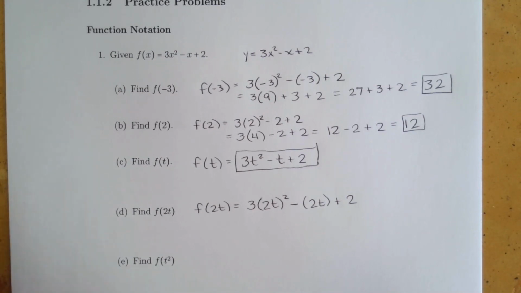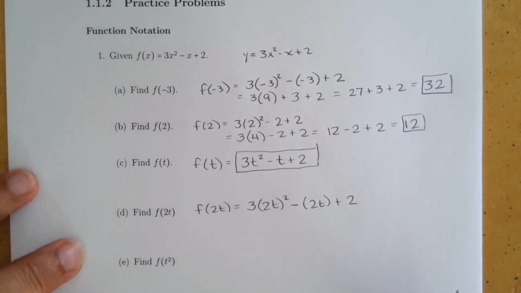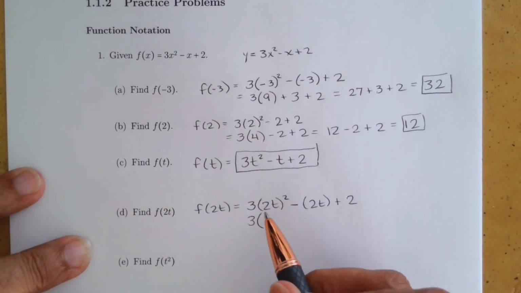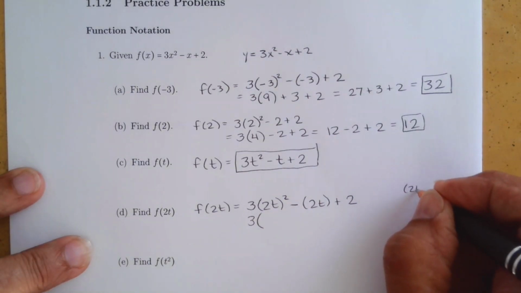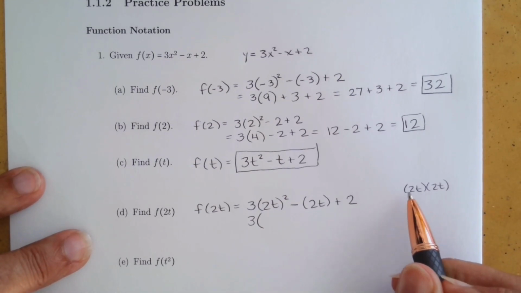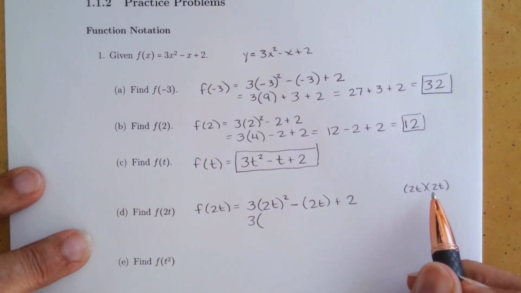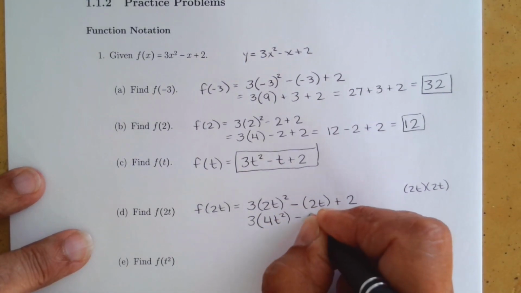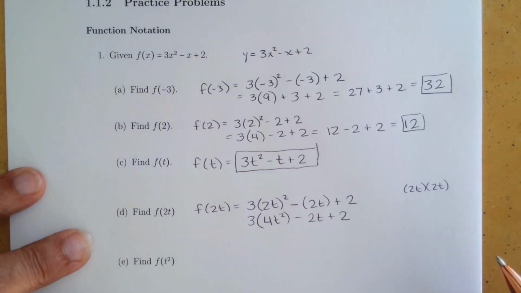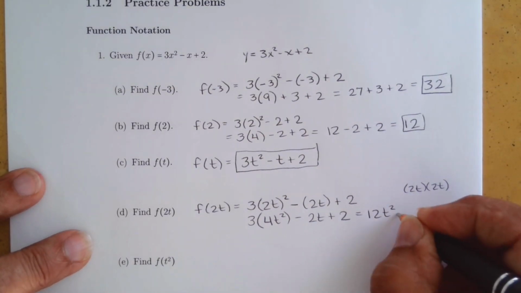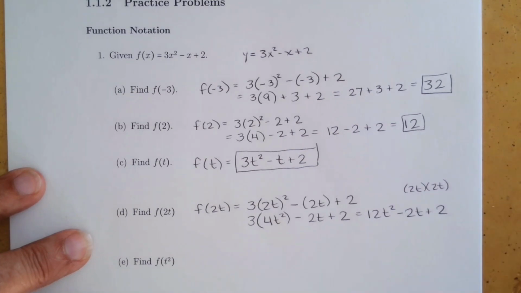Okay. All right, so again, remember, we're going to do powers first, leave everything else the way it is for a minute. So 3 times 2t squared. 2t squared means 2t times 2t, right? When you square something, you multiply it by itself. So 2t times 2t would be 4t squared. So that's 4t squared minus 2t plus 2. All right, and now I can multiply. So 3 times 4t squared is 12t squared minus 2t plus 2.